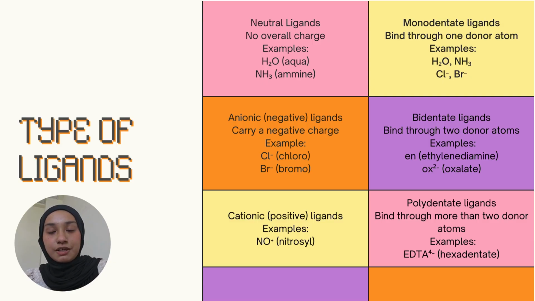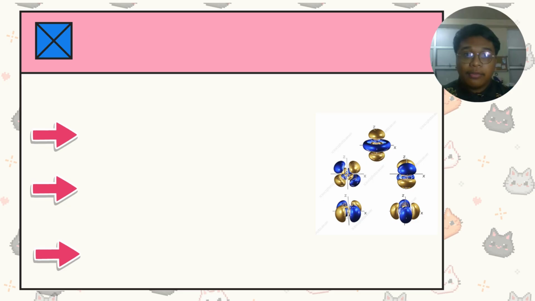Ligands are also classified by their denticity, which refers to the number of donor atoms that attach to the metal ion. Monodentate ligands bind through one donor atom, while bidentate ligands bind through two donor atoms, such as ethylenediamine and oxalate. Polydentate ligands bind through more than two donor atoms, with EDTA4- being a well-known hexadentate ligand. The type of ligand significantly influences the stability and properties of coordination complexes.